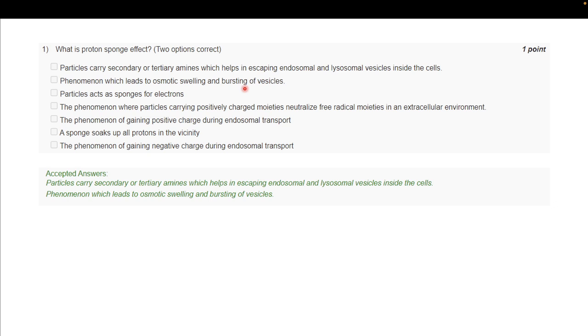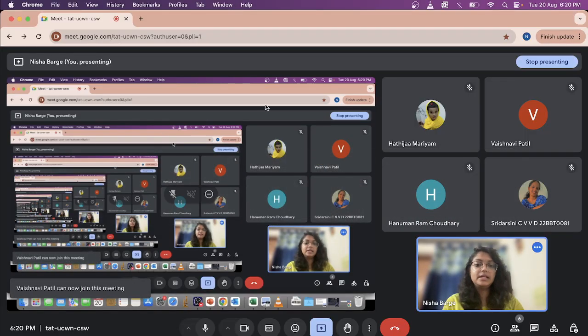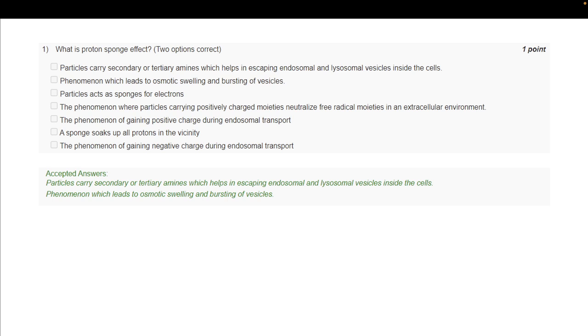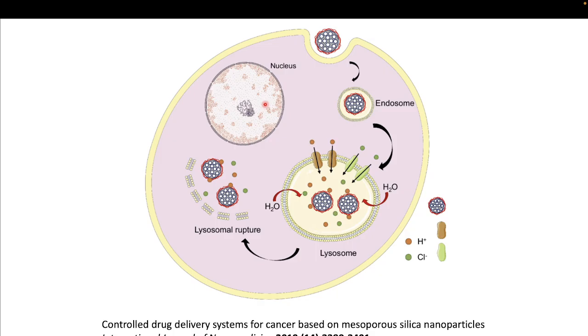vesicles. Is this clear? Let me know if I'm going too fast, rushing in with the explanation, and I can slow down a little and explain it again if you want it. If not, then I'll go to the next question. Shall I? Okay, I'll take up the next question then.